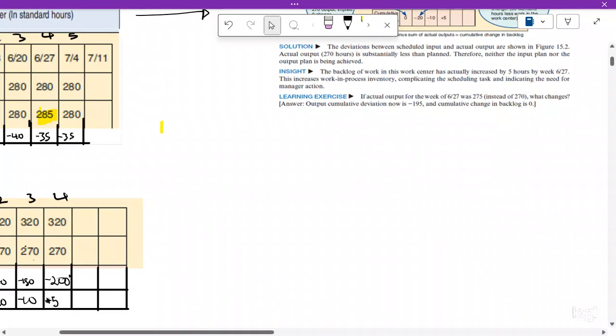Let's read the solution. What does it mean? The deviations between scheduled input and actual output are shown. Actual output 70 hours is substantially less than planned. Therefore, neither the input plan nor the output plan is achieved. The backlog of work in this work center has actually increased by 5 hours. So that 5 hours means that your work has increased by 5 hours by week 6 over 27. This increases work in progress inventory, complicating the scheduled task and indicating the need for manager action.